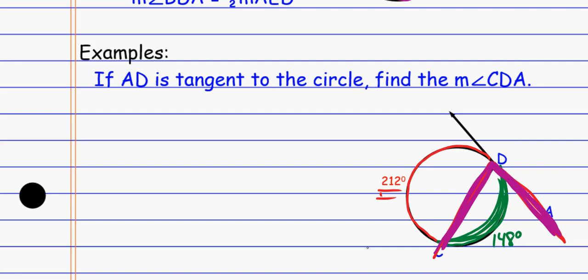So there are two ways to approach it. You can either work your way around in terms of the arcs and then go to the angles, or immediately go to the angles and then find the relationship between the angles. So again, the measurement of CDA is 74 degrees.